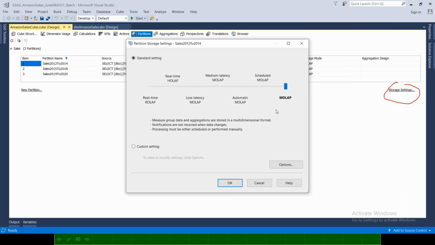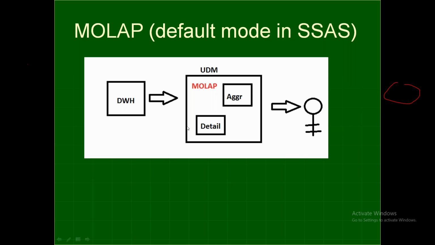Now it is telling me MOLAP. Listen to this. Measure group data and aggregations are stored in multi-dimensional format. So what is the meaning? Measure group data, I mean detailed data I'm talking about, is going to be stored here, and aggregations are also stored in where? In this MOLAP format and the cube database. That is the first point.